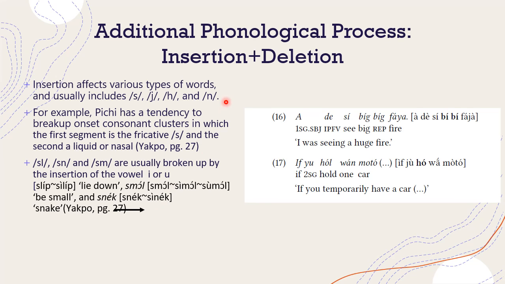And then, like I was talking about earlier, deletion happens after the coda. So that is evident right here in 16 in the sentence a decir big fire, I believe is how that would be pronounced. And then here you can see where the G would be deleted in order to break up those consonant clusters at the end of the coda.